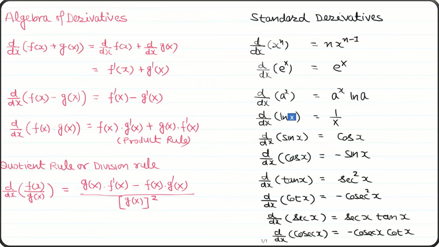Differentiation of e raised to the power x, the exponential function, is the same as e raised to the power x. Derivative of a raised to the power x is a raised to the power x ln a. Derivative of ln x is 1 upon x. Derivative of trigonometric functions: derivative of sin x is cos x, derivative of cos x is minus sin x. Derivative of tan x is sec square x. Derivative of cot x is minus cosec square x. Similarly, derivative of sec x is sec x tan x, and derivative of cosec x is minus cosec x cot x.